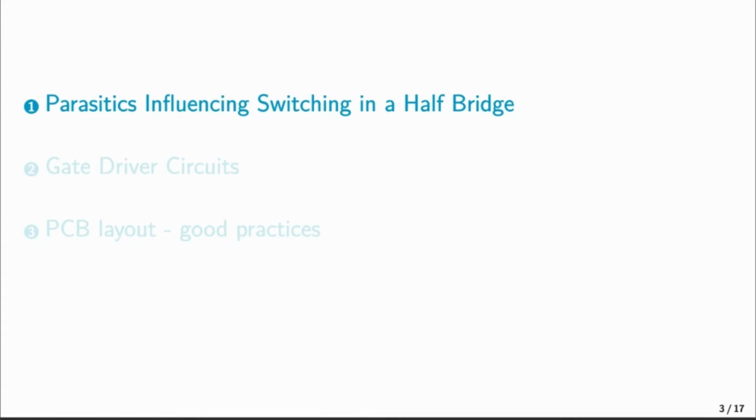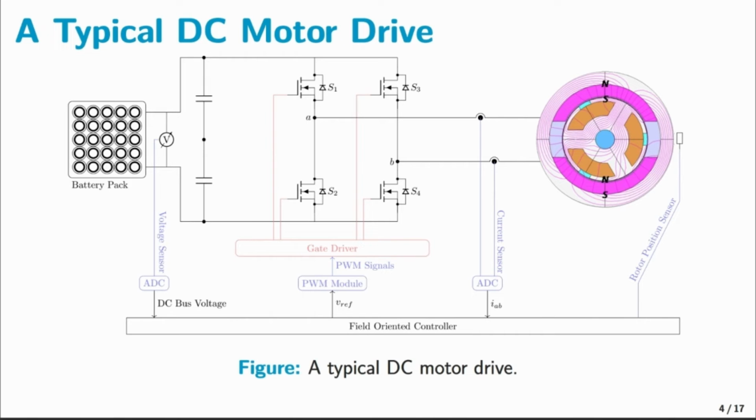Let's begin by understanding the parasitics that influence switching behavior in a half bridge circuit. At the heart of any DC motor drive lies the power converter, which typically consists of two half bridges. Each half bridge is formed by connecting two switches S1 and S2 or S3 and S4 in series.